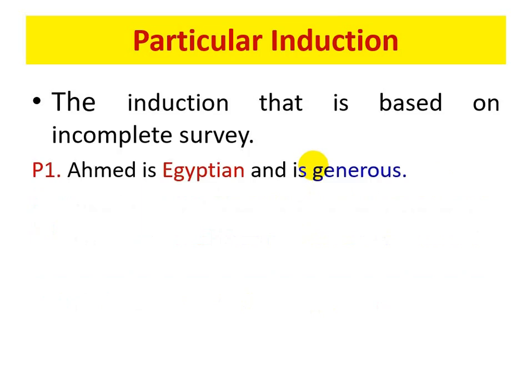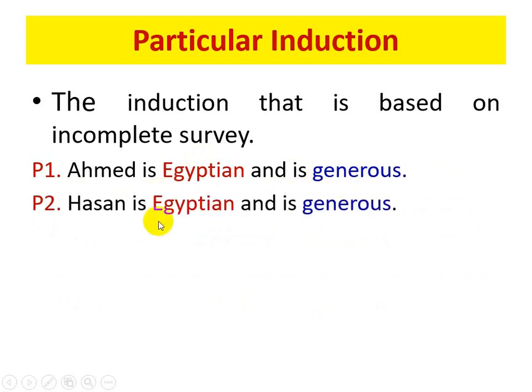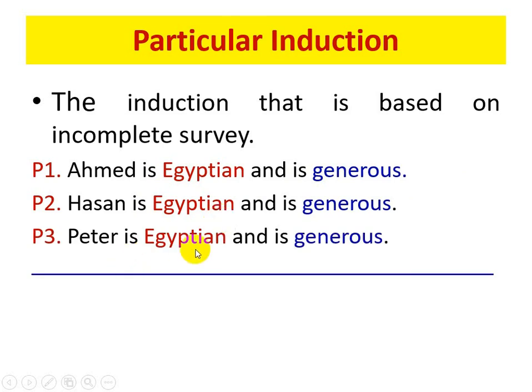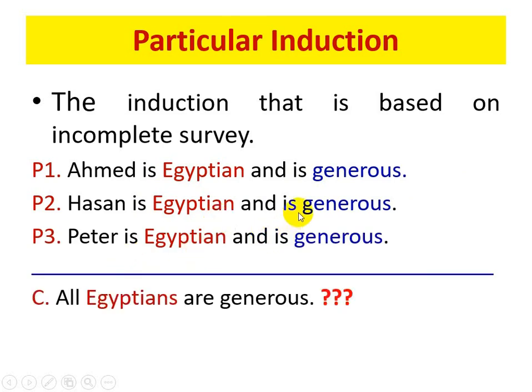So the particular induction, as we stated, is based on incomplete survey. When we say, for example, Ahmed is Egyptian and he is generous. Hassan is Egyptian and he is generous. Peter is Egyptian and he is generous. Can we conclude that all Egyptians are generous? We cannot say that. Why? Because this is partially accepted. Why? Because this is based upon particular induction here, because we haven't surveyed all the Egyptians.